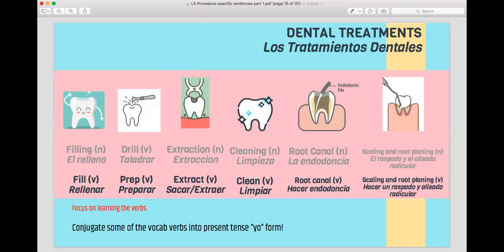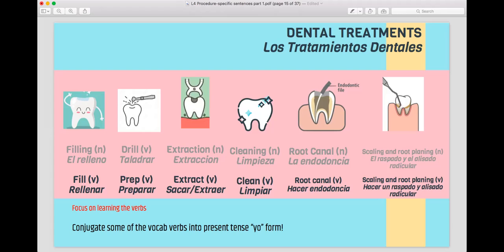And now sacar, which is to extract. Yes, someone in the chat said saco. Yes, yo saco. Very good. Extraer is a little complicated in the yo form. Somehow it changes to yo extraigo. So I think it might be easier to say yo voy a extraer, which is something that Steph is going to go over in a little bit.